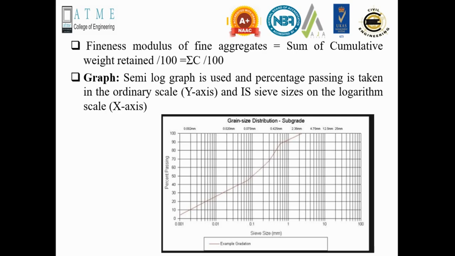After calculating the cumulative percentage and percentage finer, a semi-log graph sheet is plotted in which the x-axis is the particle size, against the y-axis the percentage finer. A semi-log graph is used and percentage passing is taken in the ordinary scale and IS sieve size on the logarithmic scale.